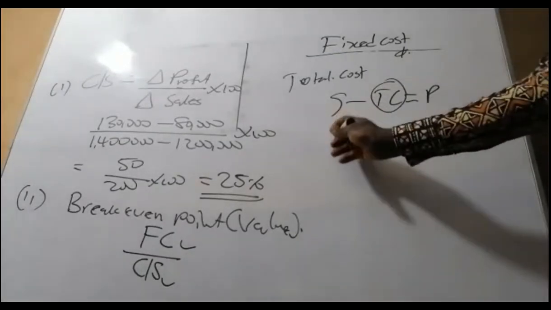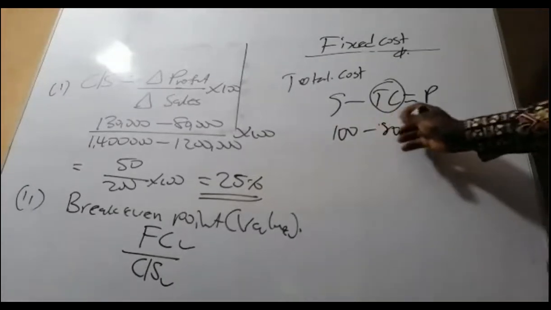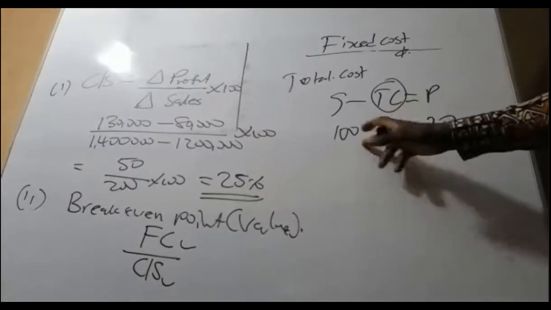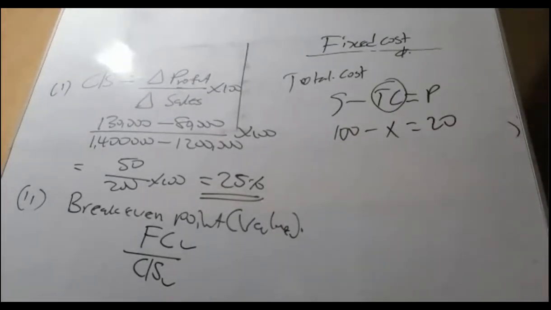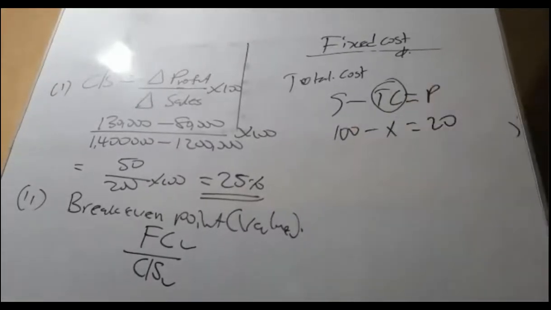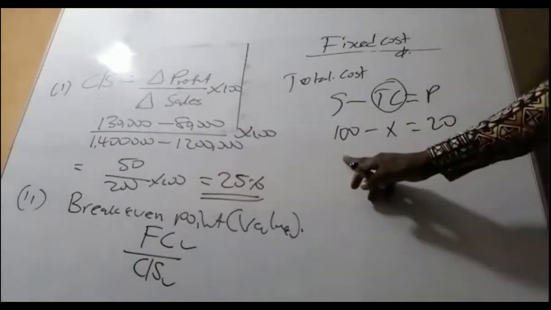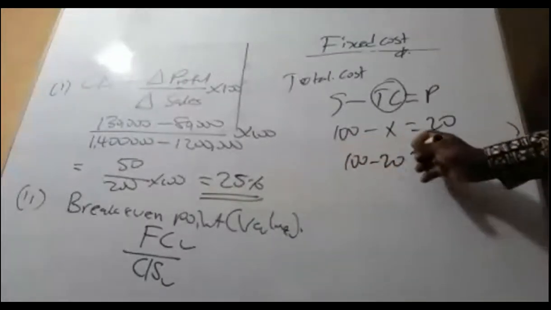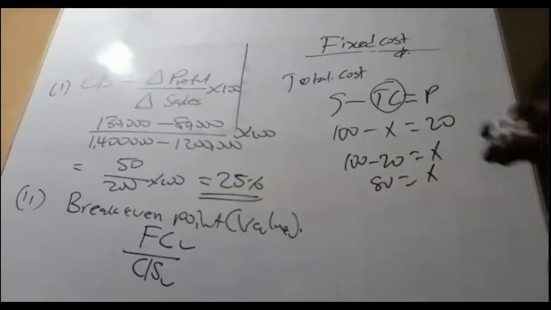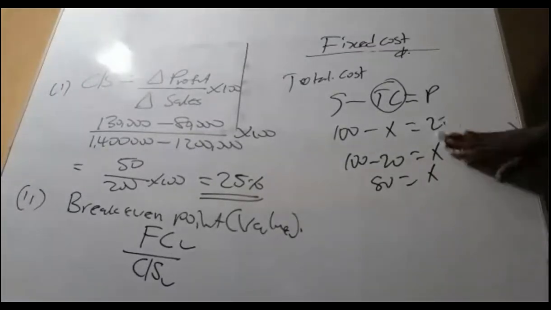Let us say the sales is 100. Total cost is 80. What would be the profit? 20. Now, if I don't give this and ask you to find the total cost, how do you get it? You know the total cost is just the difference between what? The sales and the profits. Sales minus profits. Yes, make this the subject. So 100 minus 20 is equal to x. Therefore, 80 is equal to x. So sales minus profits will give us what? Total cost.